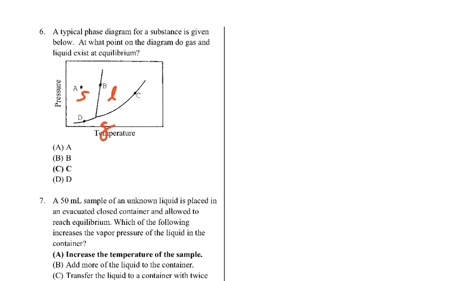At what point on the diagram do gas and liquid exist at equilibrium? So right here between the gas and the liquid lines, so we're talking about point C. That's where it's between gas and liquid. And what would that be? That would be something that is boiling. That's something where you have a liquid and it's got bubbles going on in here. So that's the boiling.